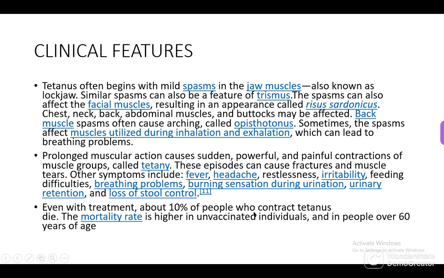Even with treatment, about 10% of people who contract tetanus die. The mortality rate is higher in unvaccinated individuals and in people over 60. There are two important aspects. In neonatal tetanus, the mortality rate is high. And in people over 60 years of age, if they develop tetanus after injury, it is high. Unvaccinated individuals as well. Now, because of the vaccination program, the mortality rate has decreased much, much.